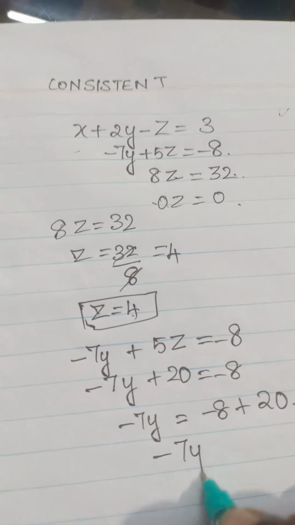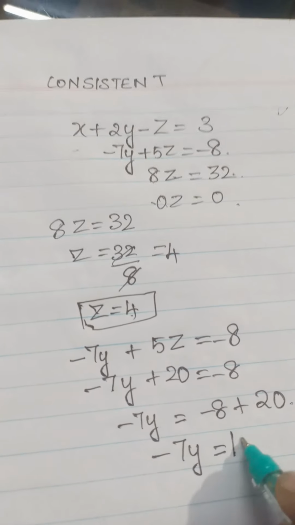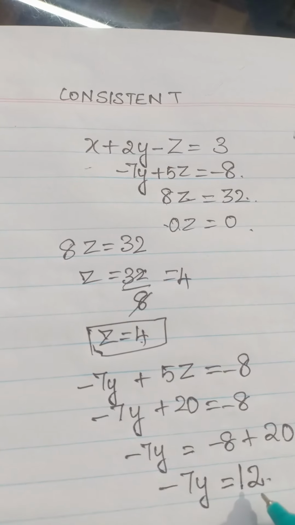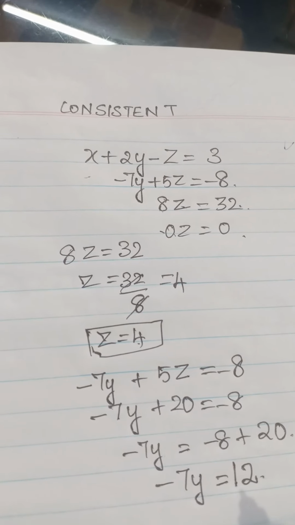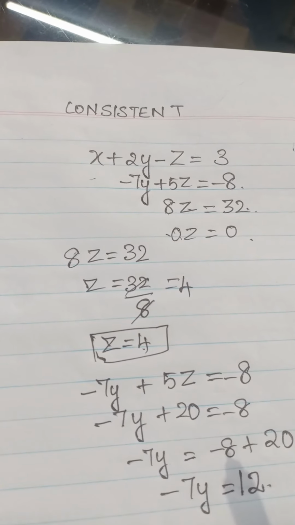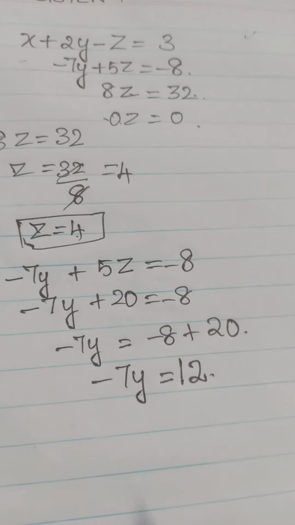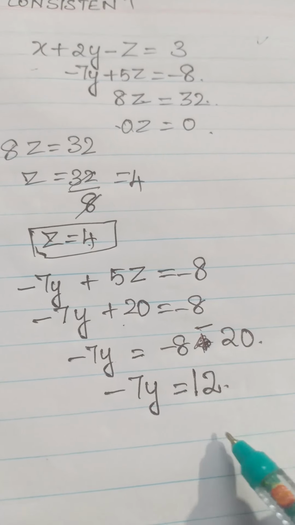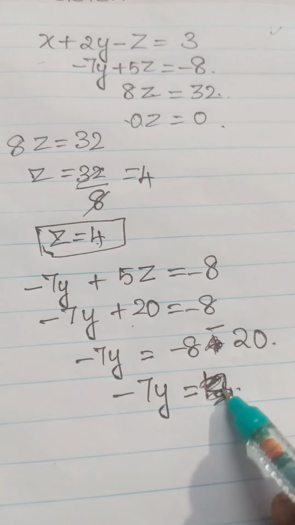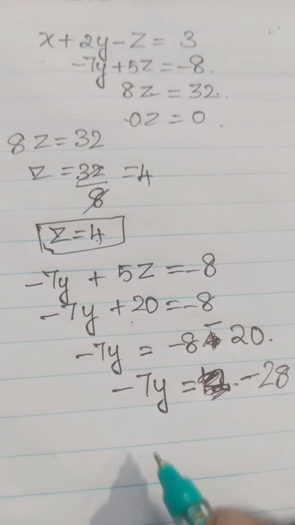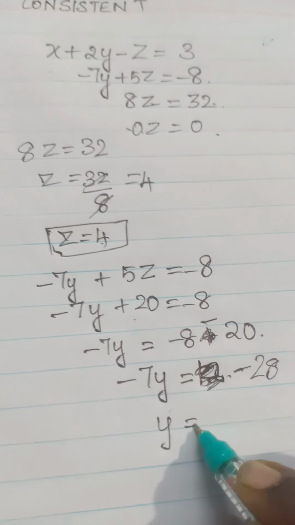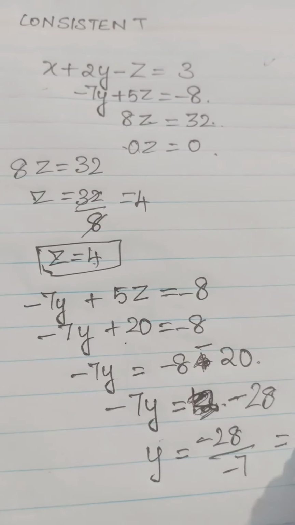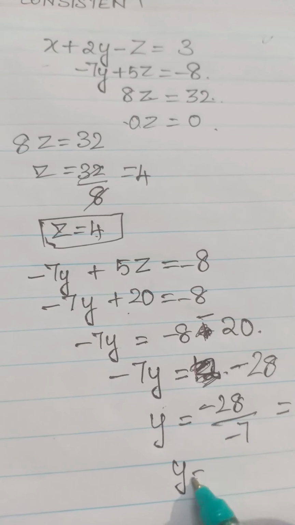So minus 7y is equal to minus 8 minus 20. Plus 20, when it comes to the other side, it will become minus 20. So here we are getting minus 28. Value of y is equal to minus 28 by minus 7, which is equal to 4. So the y value is equal to 4.